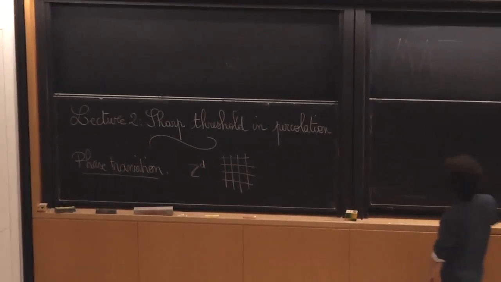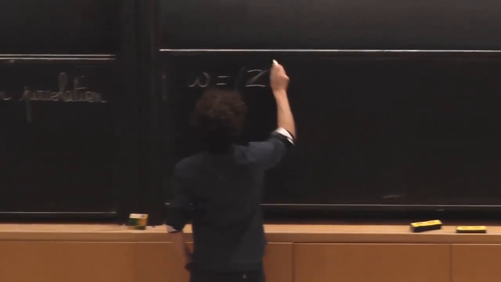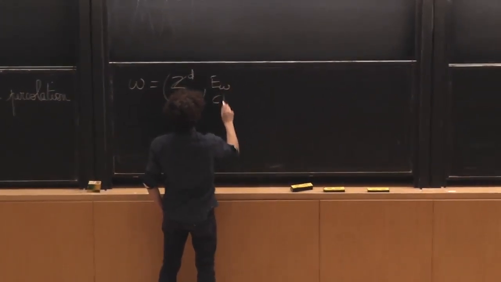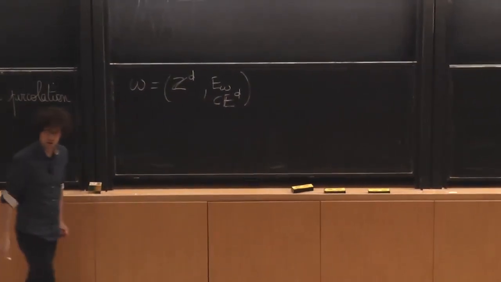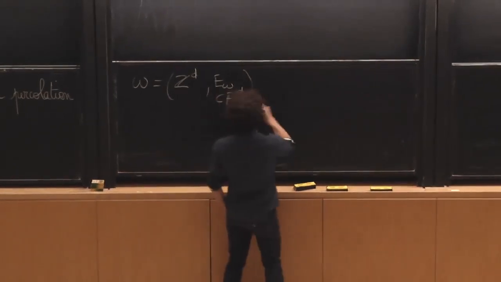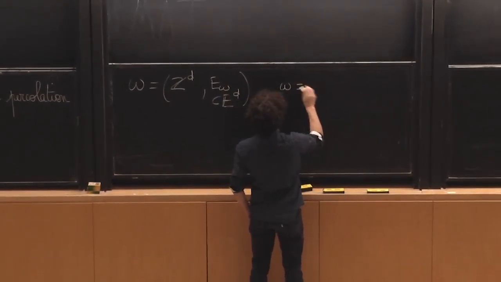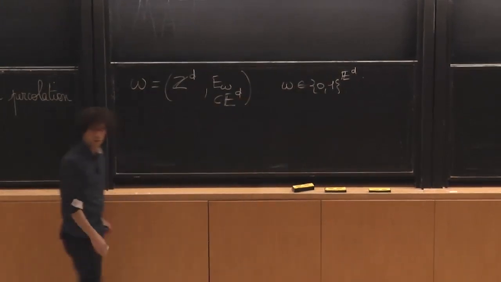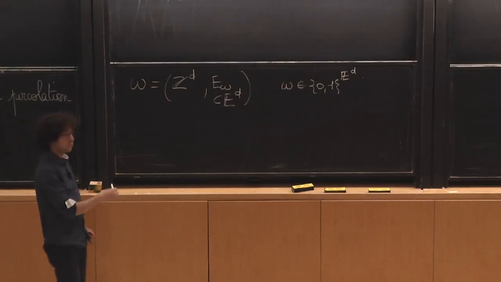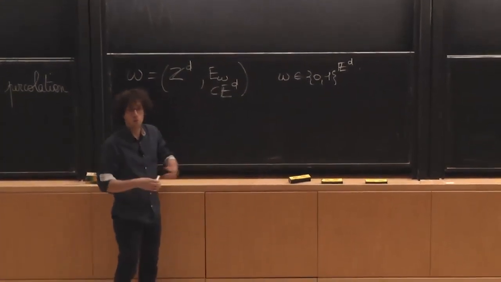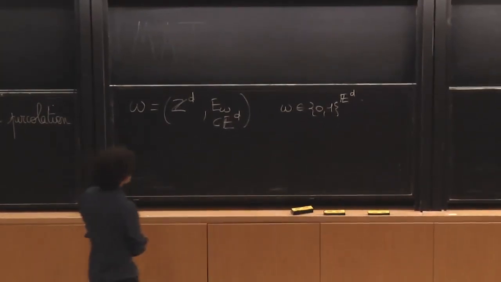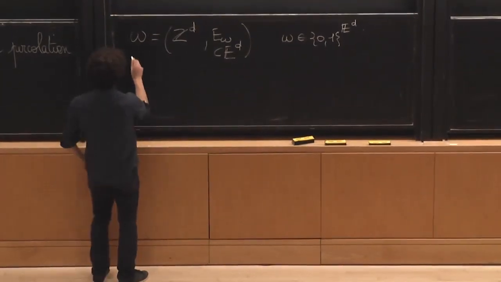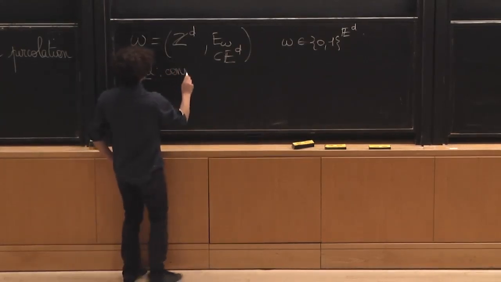So my subgraph omega will have a set of vertices Zd, but the set of edges will be a subset, so E of omega would be a subset of the set of edges of my original graph. Something that I will actually encode in the following way: I will say that omega is a function from the set of edges of my graph into {0, 1}. You know, it's true or false. It's 0 if you don't have the edge in this set, and 1 if you have it. So now it's a function from edges to {0, 1}, but think of it as a graph. And the goal is to understand connectivity properties of this graph.